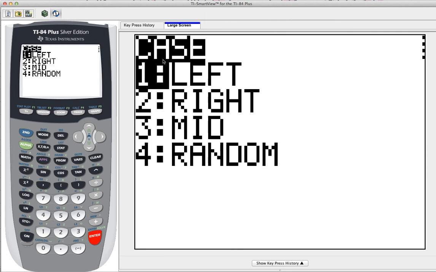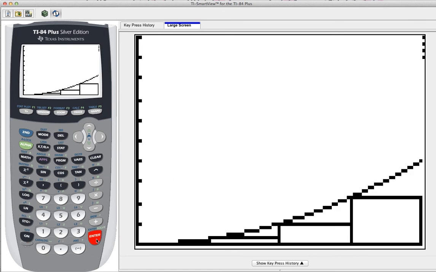And it's asking which case we want to do. Do we want the left-hand case, so LRAM? Do we want RRAM? Do we want MRAM, or a random one? We're going to choose LRAM. So there is my graph, y equals x squared. Now if your window doesn't quite look like mine, that's because you need to adjust your window before you start. Adjust your x-axis and y-axis scale to whatever you'd like it to be.